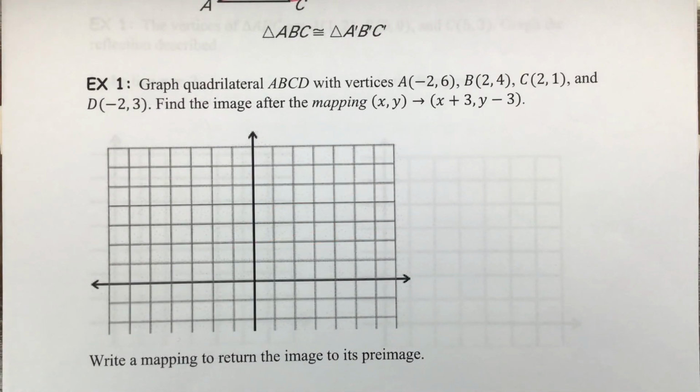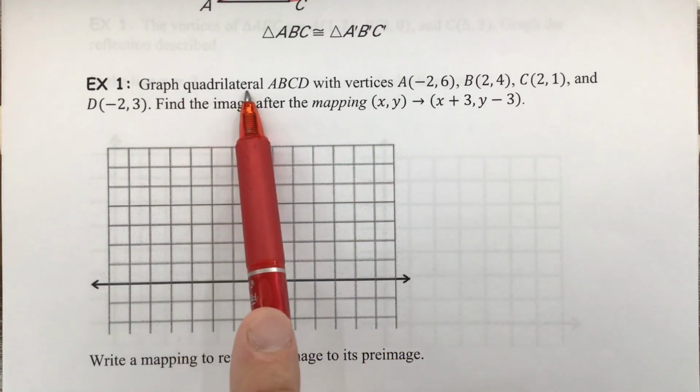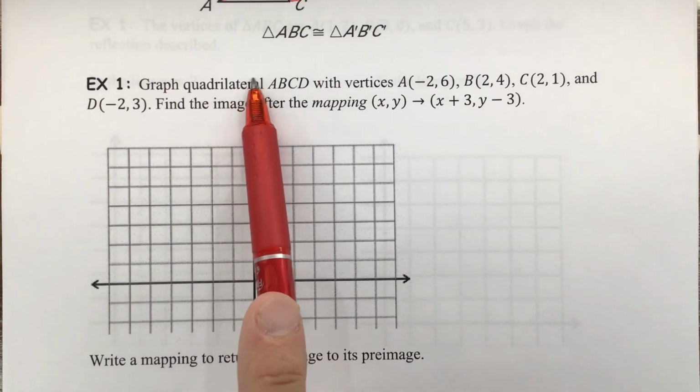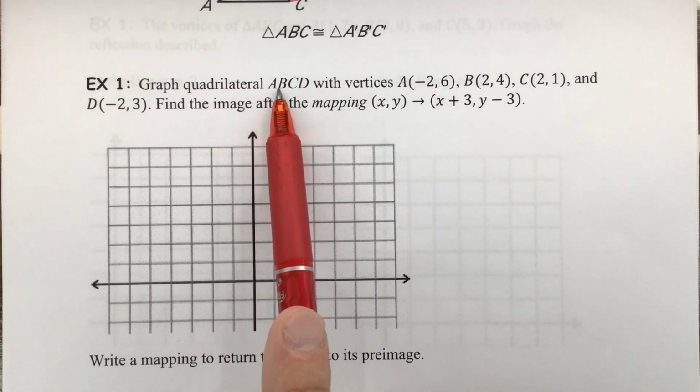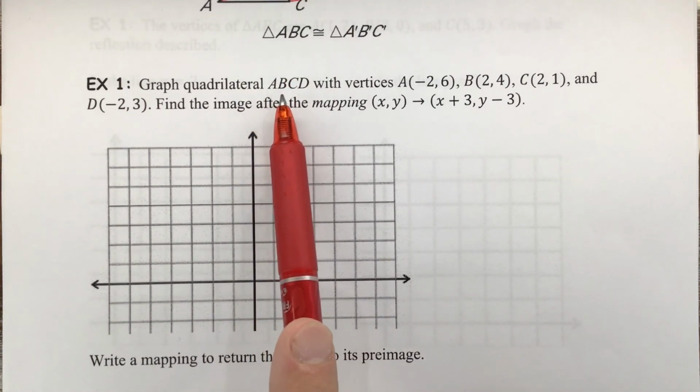For example number 1, we're going to graph a quadrilateral with the points A, B, C, D, and then we're going to do a translation by using what is called a mapping. You'll notice that we wrote the word quadrilateral. We don't have a symbol to put in front of the A, B, C, D like you would see for the triangle. So not everything has symbols that go with them.